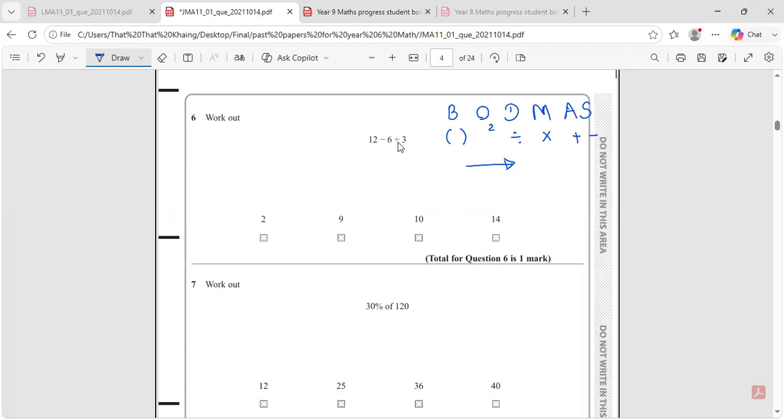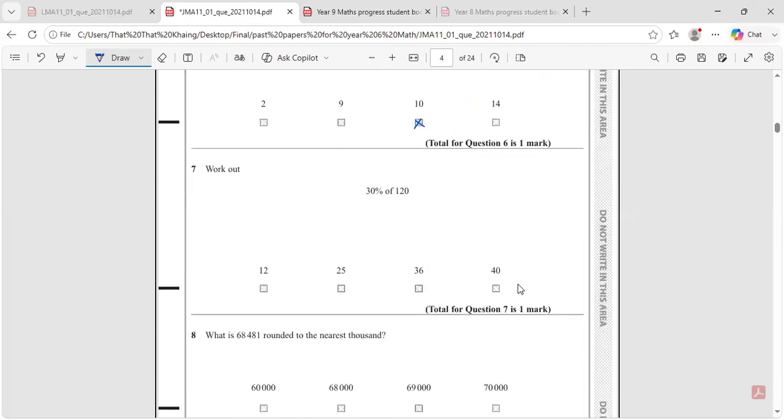So 12 minus 6 divided by 3. There is no bracket. But what about order, any power? No power, okay. What about division? Yes, it has division, so we have to solve division first. 6 divided by 3, so 2. And then no multiplication, no addition, subtraction, so answer will be 10. We have to apply that rule, BODMAS.